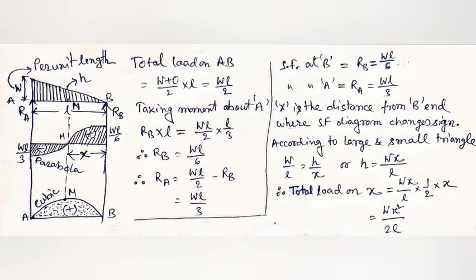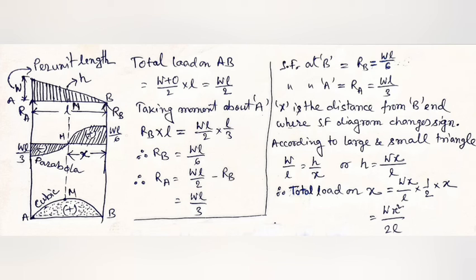Today we will discuss a simply supported beam with a uniformly varying load. From the picture we see that points A and B of a beam are simply supported, and above the beam there is a uniformly varying load, which has a maximum value of W at point A and a minimum value of 0 at point B. Now we have to calculate the reaction forces at both ends, the shear force diagram and the bending moment diagram.